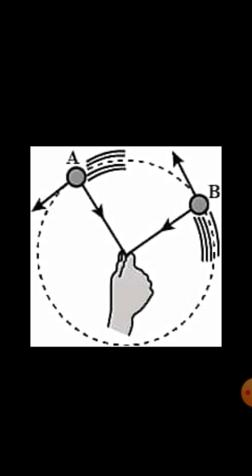In the case of a satellite moving around the earth, the centripetal force is the force of gravity of the earth. Planets are also able to move around the sun due to the gravitational pull of the sun.